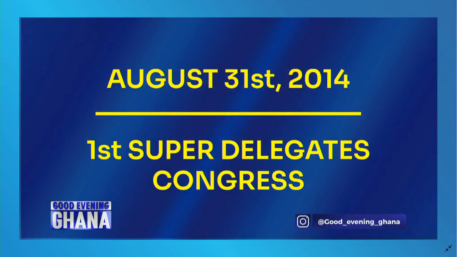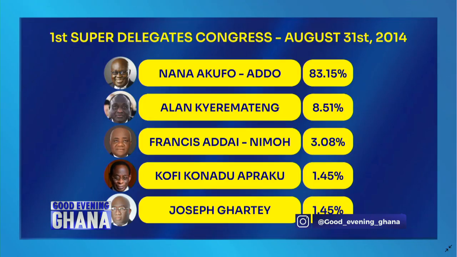Can you put that on quickly so that we can refer to 2014? Put it on very quickly. The 2014 delegates. You realize that the vote... There you have it. So at the special delegates, Nanado had 83.15%. Yes, that was quite a big majority.